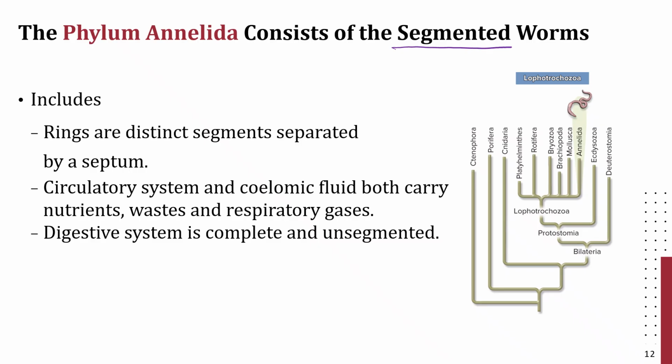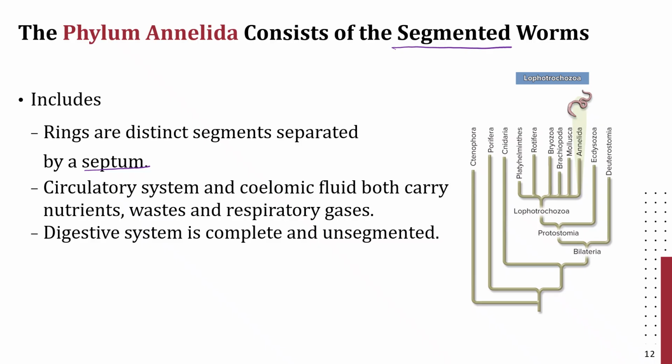The segments are separated by a septum. A septum is usually a sort of flexible partition. So for example, you have a septum in your nose made out of cartilage. The chambers of your heart are separated by septums.